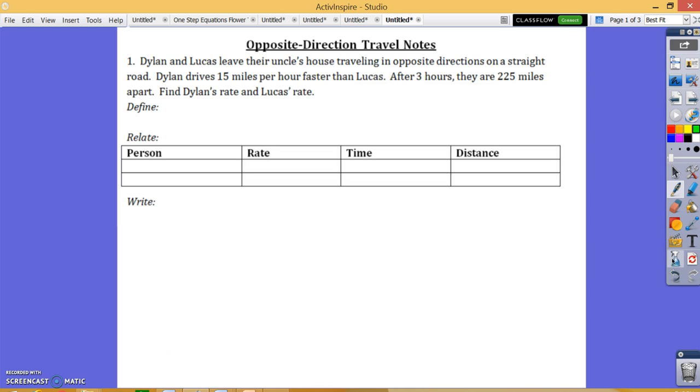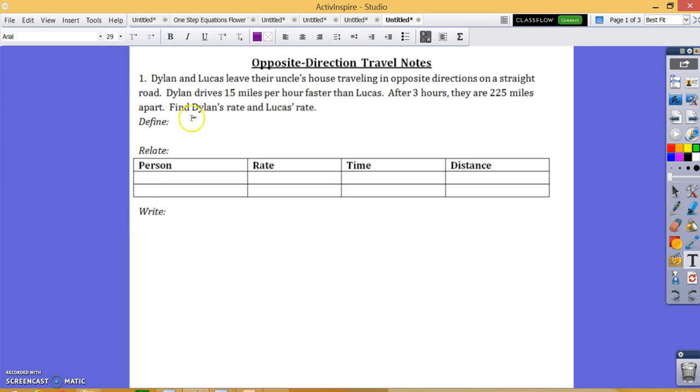All right, let's go ahead and get started by defining our variables. We see that the final question says find Dylan's rate and Lucas's rate. So obviously we are doing something about rate. So I'm going to say x equals, and I see something about Dylan. It says Dylan drives 15 miles per hour faster than Lucas. So I'm going to make x Lucas. He is more mysterious. So x is Lucas's rate. And then Dylan drives 15 miles per hour faster. So we're going to say x plus 15 is Dylan's rate.